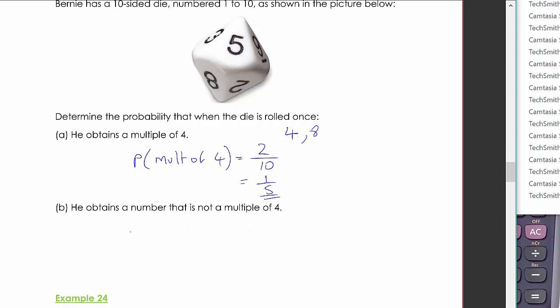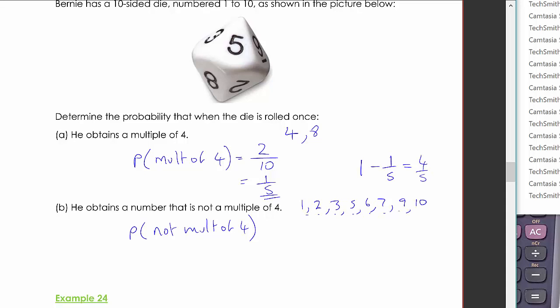He gets a number that's not a multiple of 4. Now, we could do 1 take away a fifth using our complement, and that's 4/5, but let's think about it. Let's write down the ones that aren't multiples of 4: 1, 2, 3, 5, 6, 7, 9 and 10. That's 1, 2, 3, 4, 5, 6, 7, 8. 8 out of 10, which is 4/5.